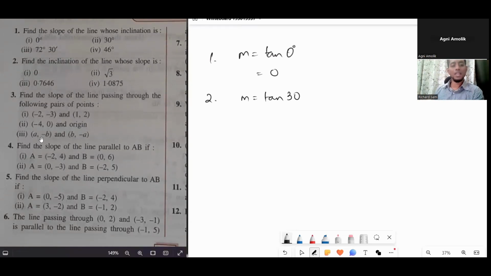Next one, they haven't even given numbers. Look, Hemal, (a, -b) and (-a, ...). So you just put the values in the formula and simplify as much as you can. Your answer will also be in terms of a and b. Okay. Do question 1 and question 3 right now. 3-1, 3-3.